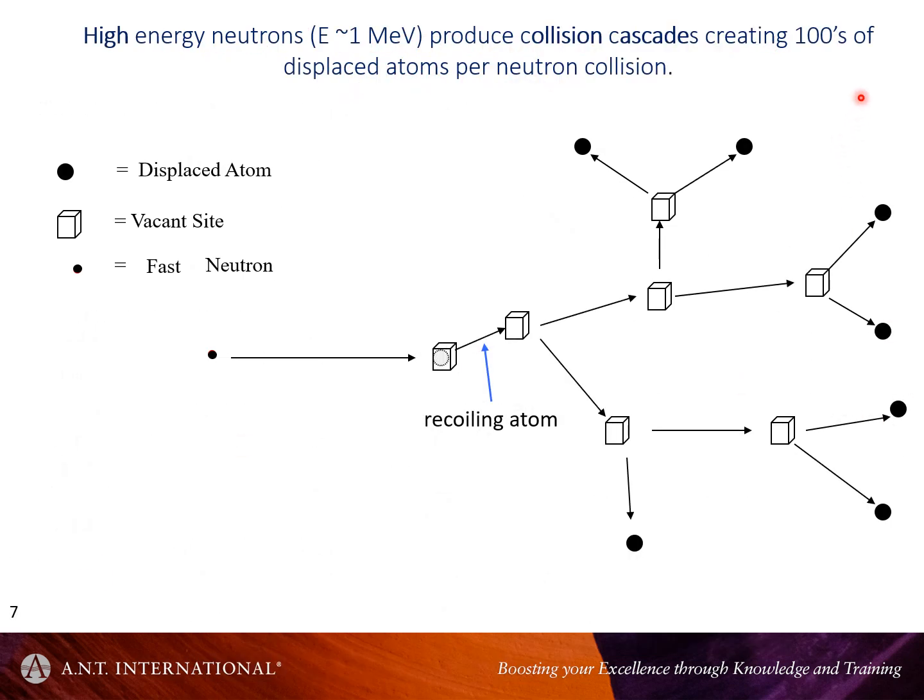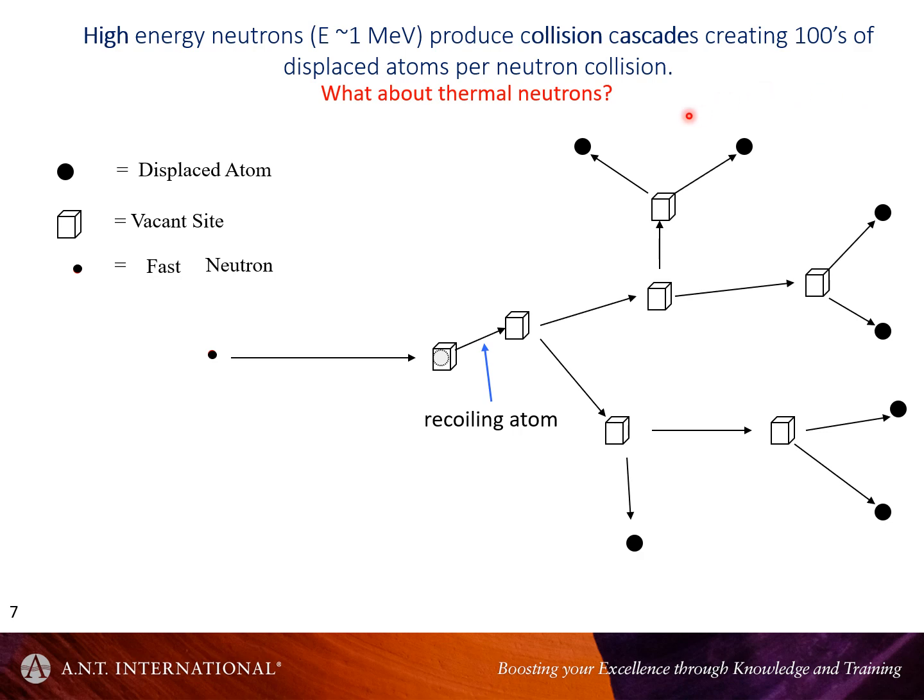Whereas fast neutrons are the most common method of creating damage in materials, in alloys in the reactor core, it's not the only way, and there are many other different ways in which atoms can be displaced.